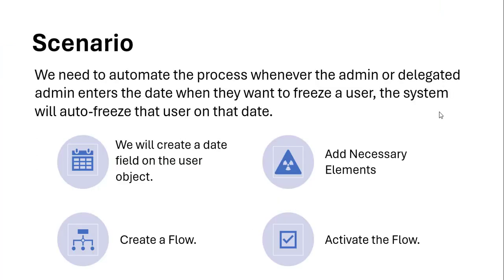So let's take a scenario to better understand. We need to automate the process so that whenever the admin or delegated admin enters the date when they want to freeze a particular user, the system will auto freeze that user on that date. Here, what we need to do is create a date field on the user object, so that when the admin enters the particular date, on that date the flow will trigger and the user will get frozen. Then we will create the flow, add the necessary elements, and activate the flow. So on the particular date the user gets frozen automatically. Without any delay, let's jump to the org.